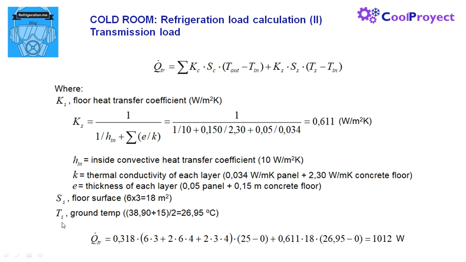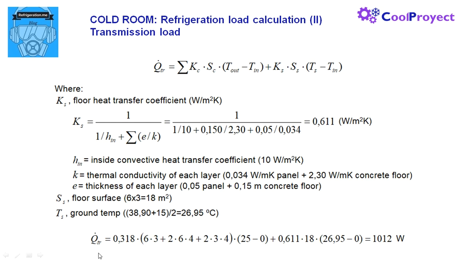The ground temperature is 26.95. We can calculate this, as we said before, from the outdoor temperature. In this case we have outdoor temperature plus 15, all divided by 2. If we replace all the values we have calculated in this formula, we have this.